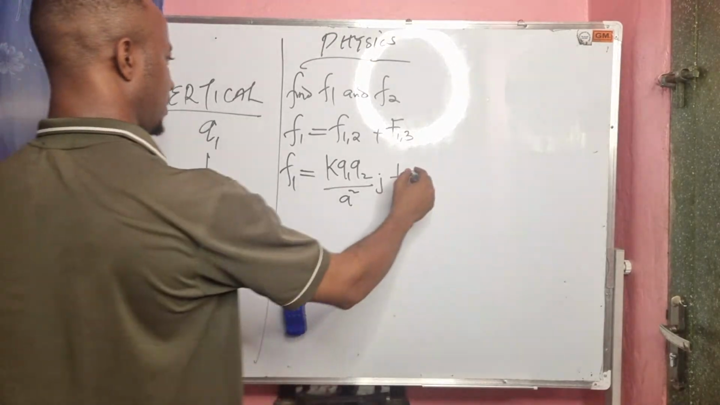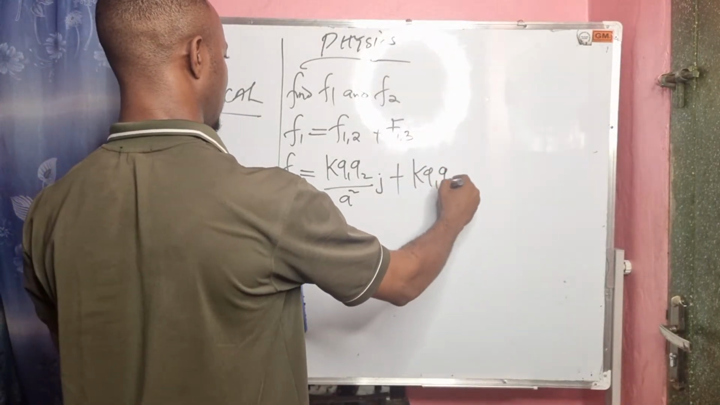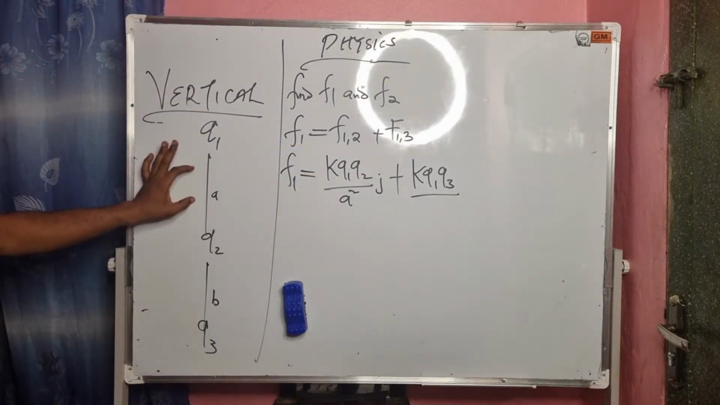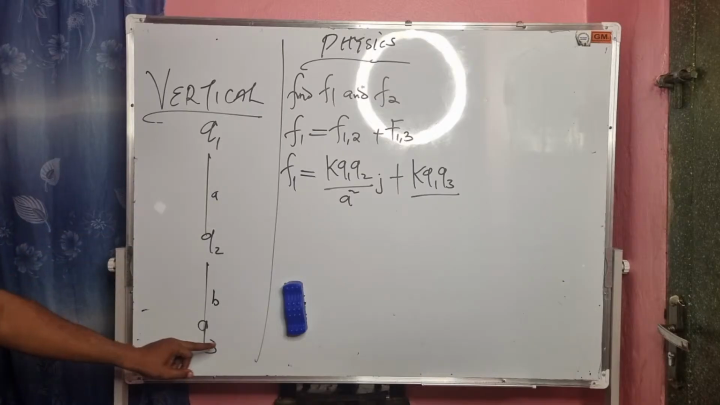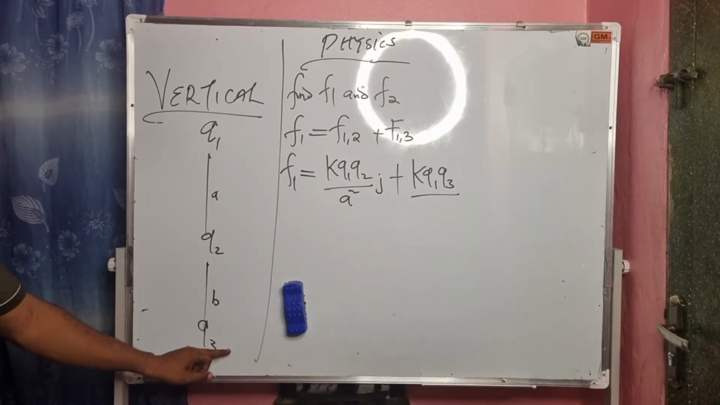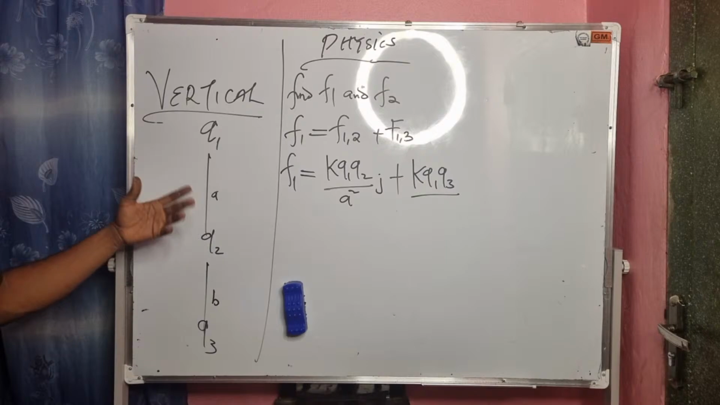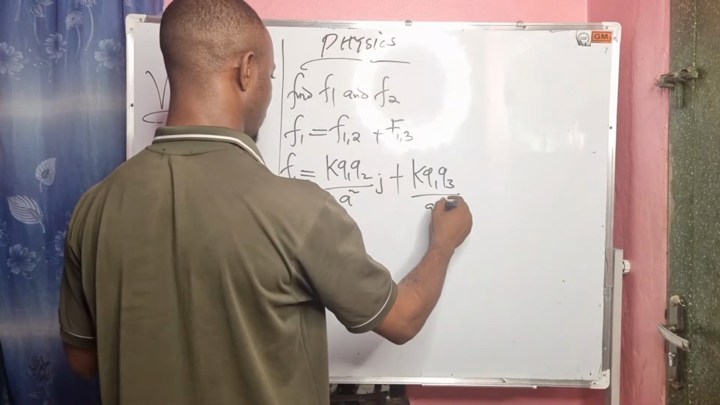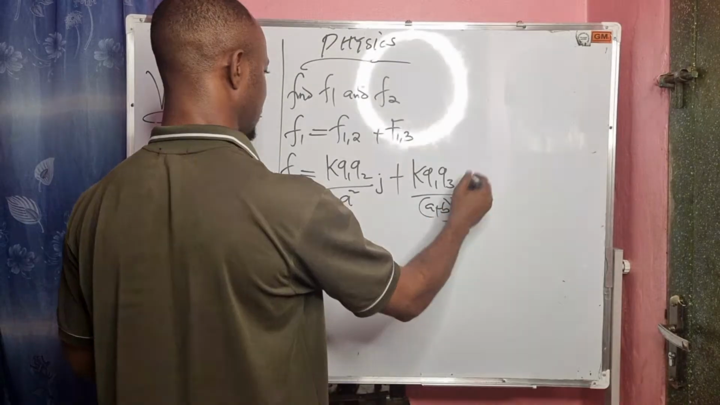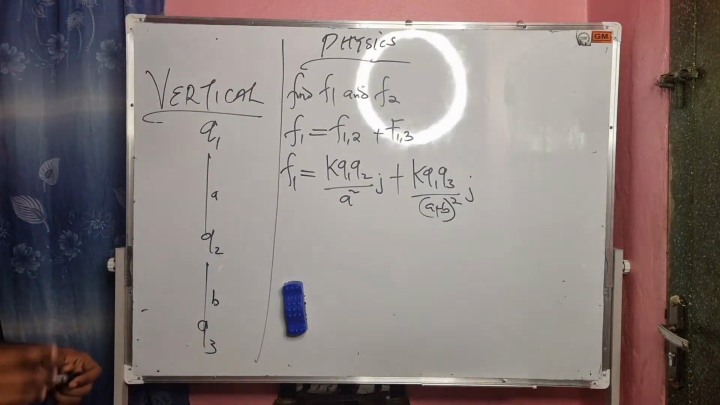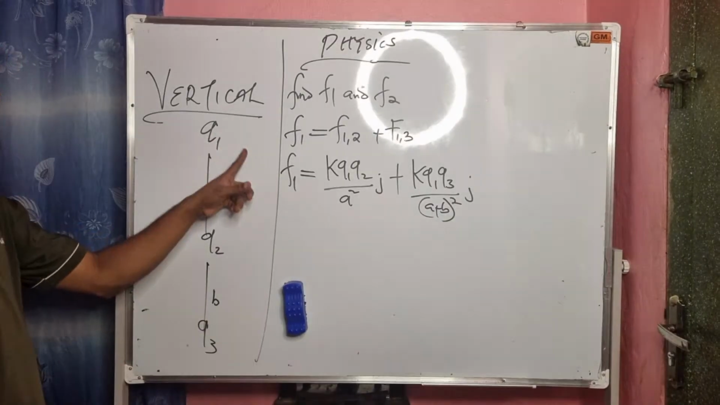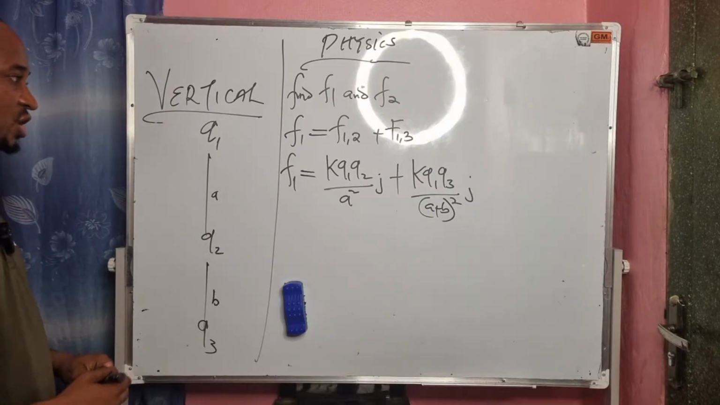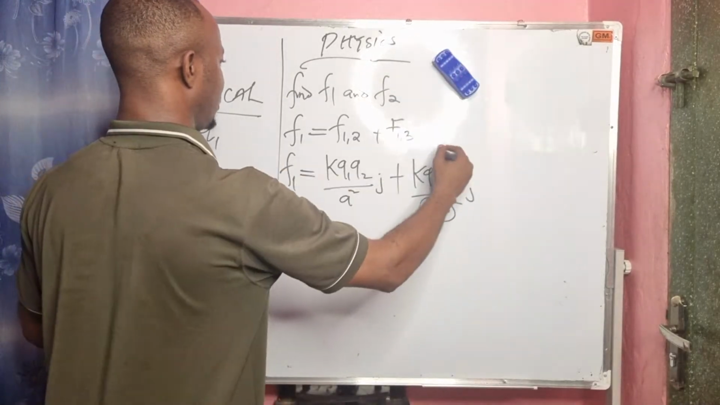F1,3 is simply K Q1 Q3 over. Now, between charge 1 and charge 3, the distance is A plus B, and the direction of action is from charge 3 to charge 1. So we are covering two distances, A and B. That will give us A plus B, all squared, times J. Why are we doing times positive J? Because the action is towards the positive y-axis, which represents positive J. So we have gotten the formula for this.